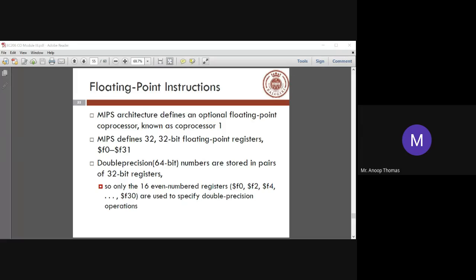Everything is fine. So we will go back to the presentation, the last point. So you have floating point instructions, which basically support floating point. What is floating point is something which you are already aware of.